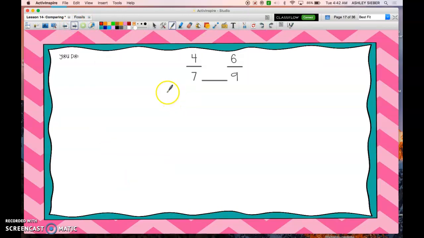Your turn. Find common numerators to compare these fractions. Pause the video to do your work, and then unpause the video to check your answer.